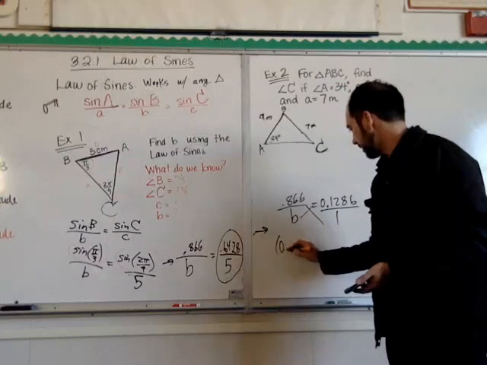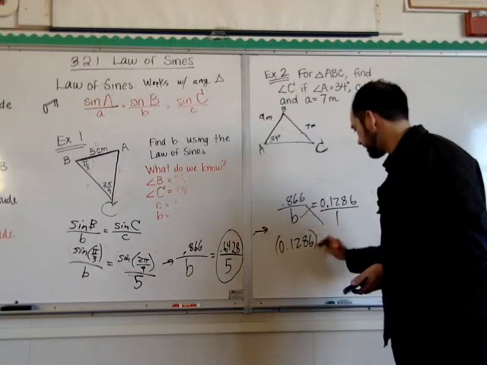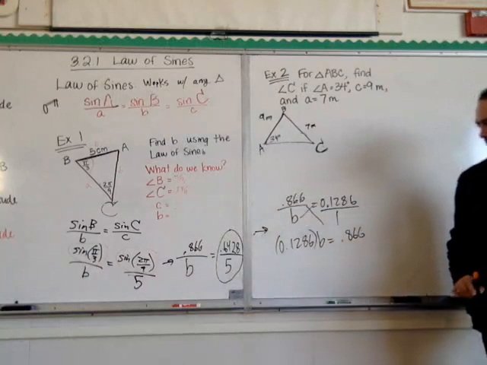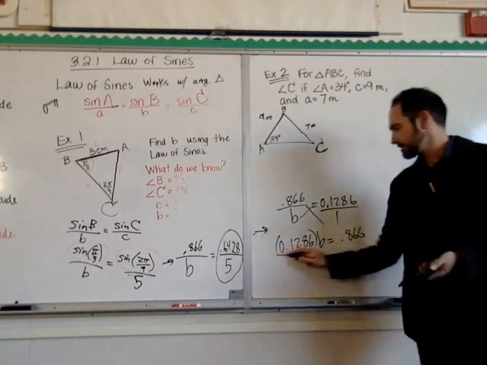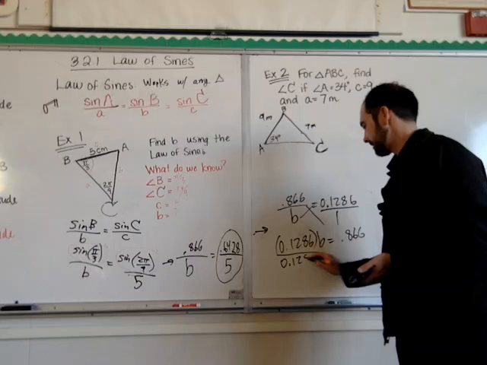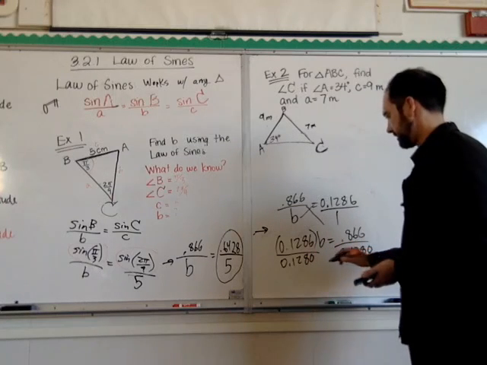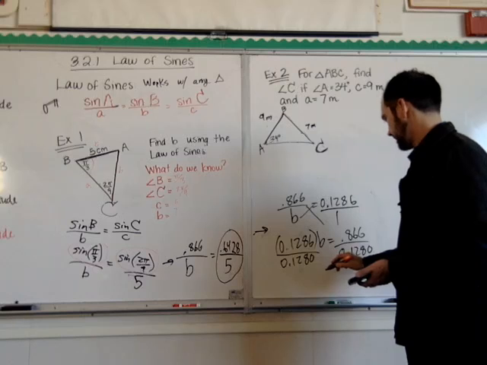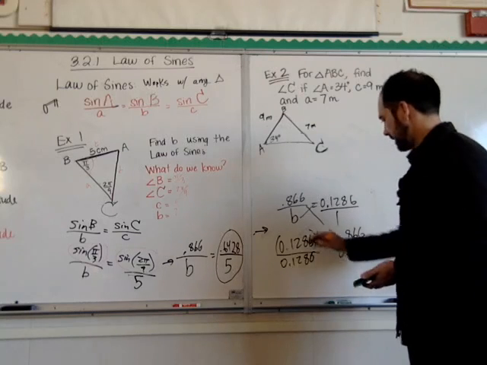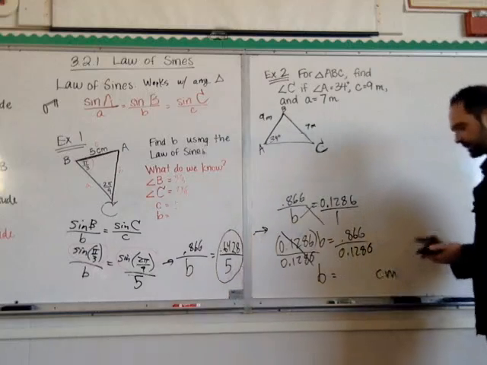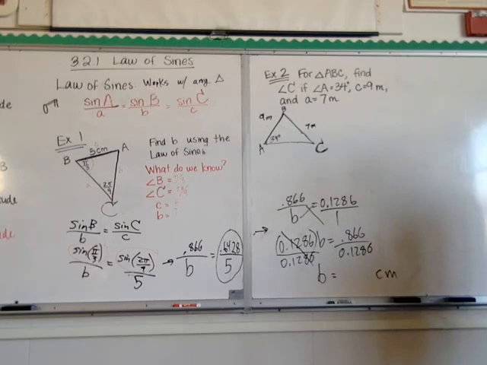So we get 0.1286 times B, and that's equal to 0.866. Last step. Divide by 0.1286. B value then is equal to something in centimeters. Let's do it. 0.866 divided by 0.1286.